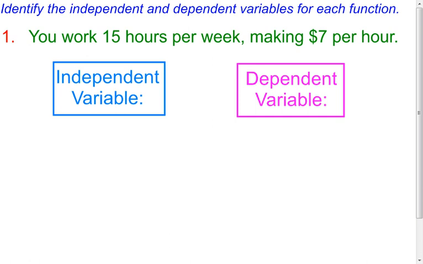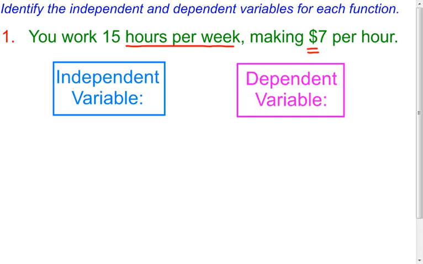All right, here's some real life situations. You work 15 hours a week and you make $7 an hour. Okay? Now, I'm going to kind of ask you some guided questions because it's sort of hard to determine what's the independent variable and dependent variable. People have the hardest time with this. Okay? So if you are frustrated, you are normal here. You work 15 hours per week. So there's two things going on here. How many hours a week you work and how much money you make. Okay? Those are the key things. How many hours a week you work and how much money you make.